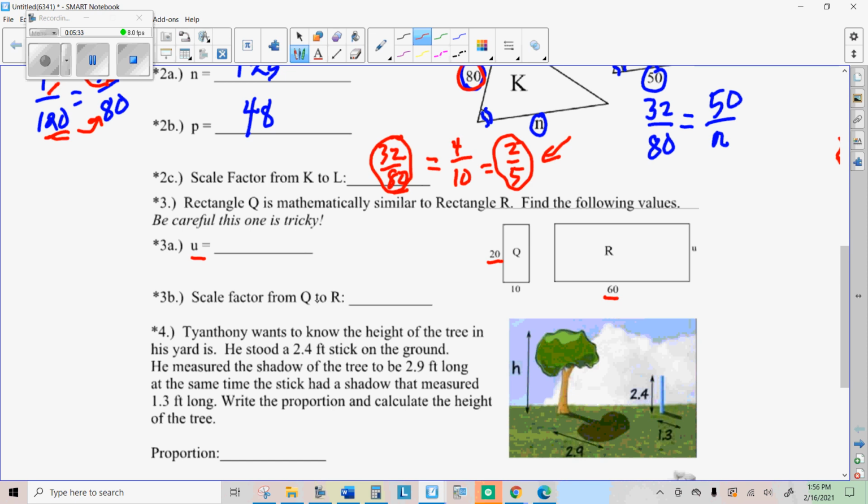And then go ahead and find the scale factor from Q to R. This number should be greater than 1 because it's going from a smaller rectangle to a bigger one. All right, to get the scale factor from Q to R, I just took 60 divided by 20 because those two sides correspond. This is the long side on R, this is the long side on Q.